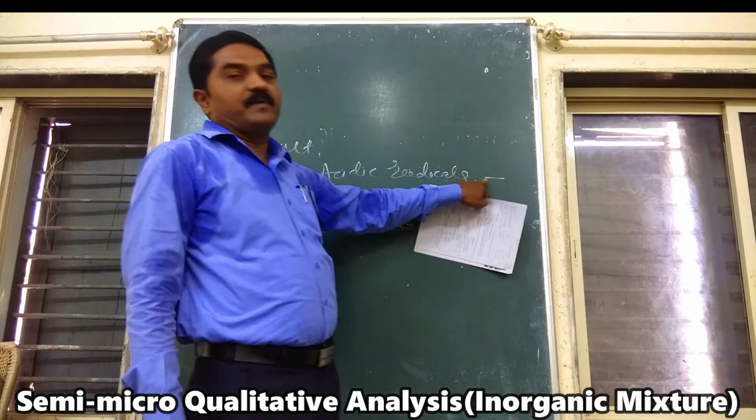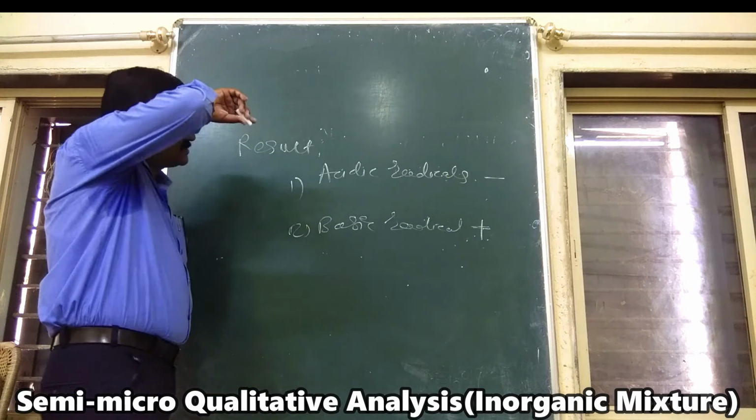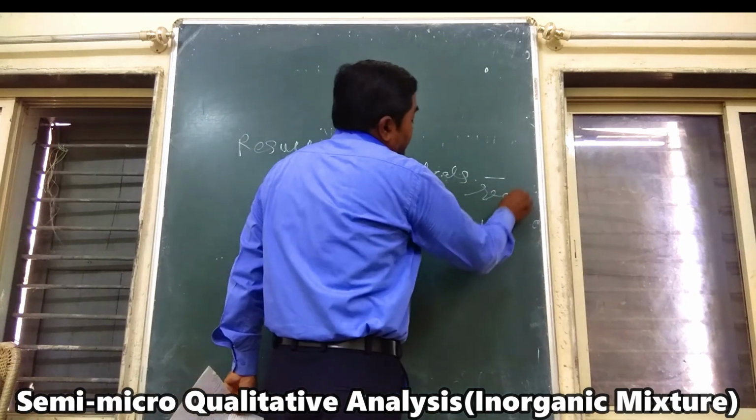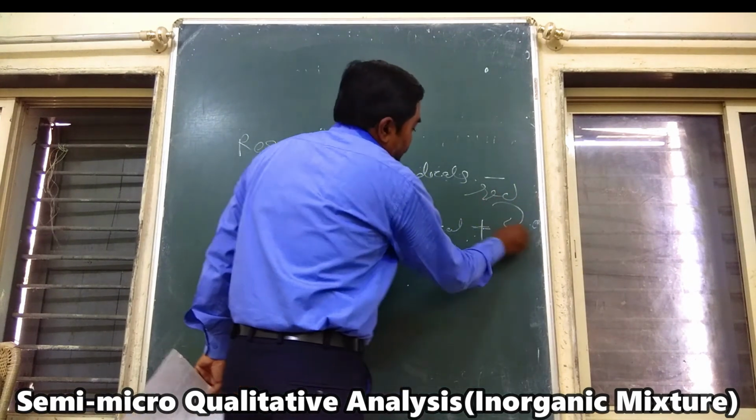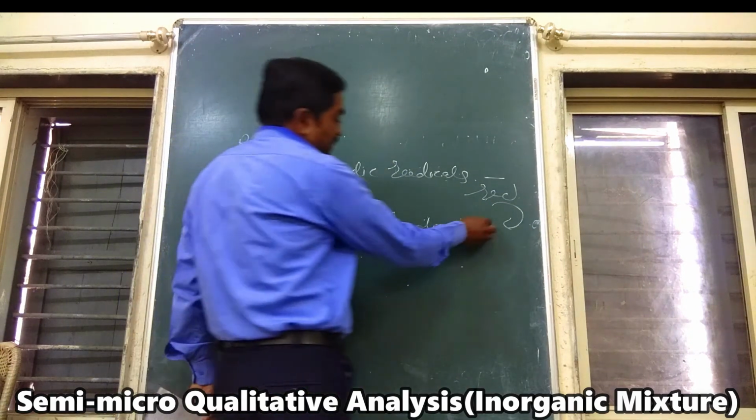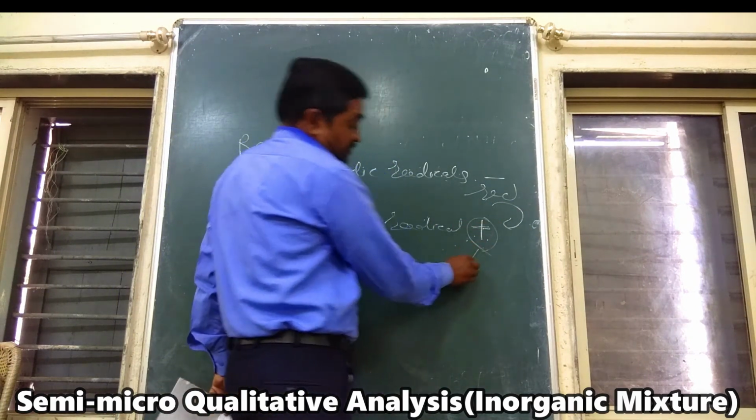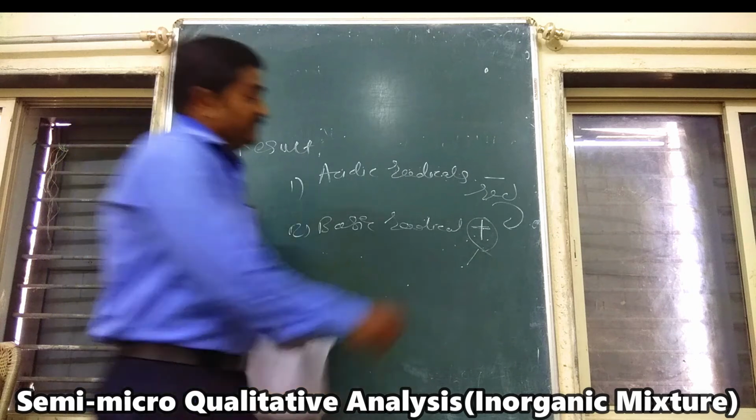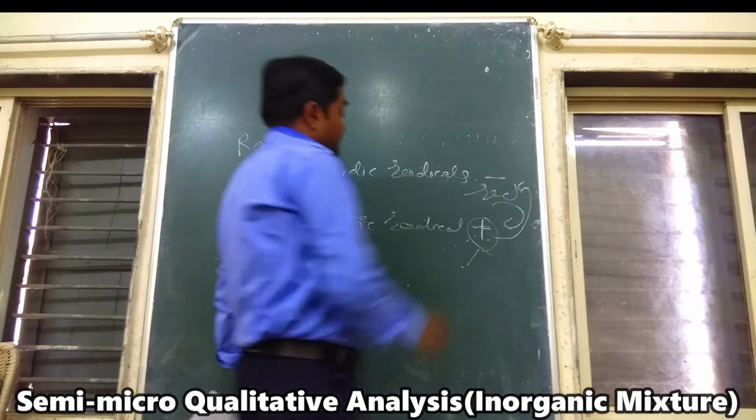This is the nucleophile, a negatively charged electron rich center which can migrate towards the electron deficient center, and this is the electrophile, an electron deficient center which can migrate towards the electron rich center.